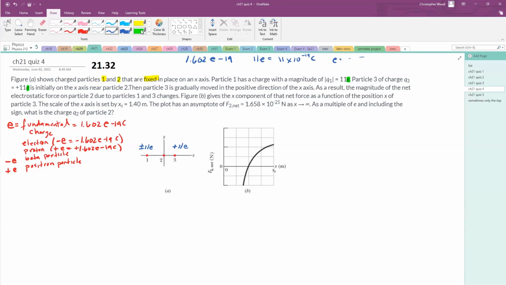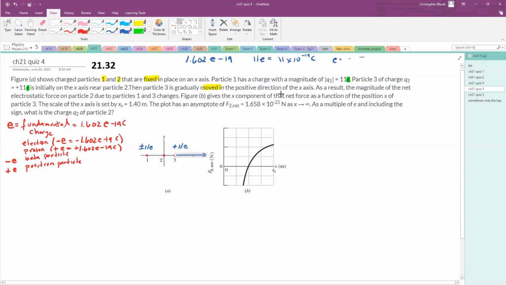Anyway, it can get confusing, but context means everything. Particle 3 has a charge of Q3, a positive 11E, and is initially on the x-axis near particle 2. Then particle 3 is moved around. So particle 3 is movable in the positive direction of the x-axis. So particle 3 can move like this. Particle 3 is gradually moved in the positive direction of the x-axis.